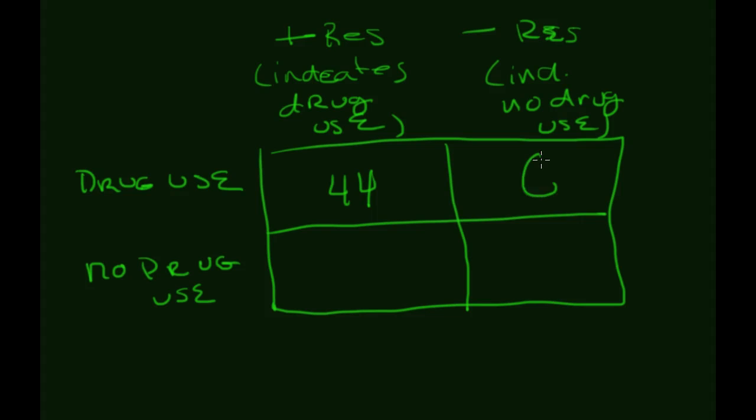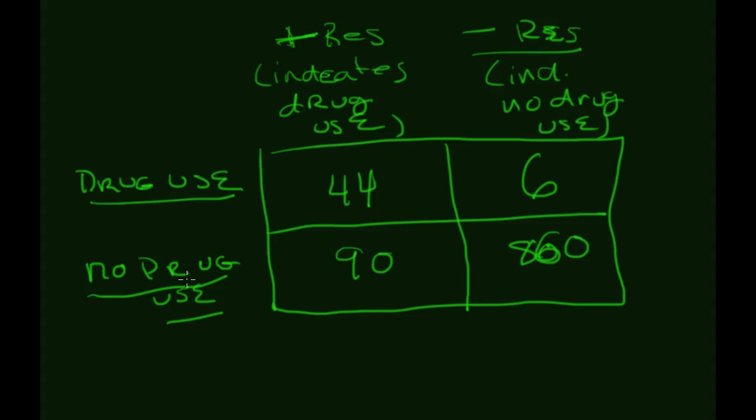We have 6 that used drugs and got a negative test result. So this would be 6 false negatives. So these people used drugs, but the test said, nope, they did not. We have 90 people who did not use the drugs and got a positive result. So 90 out of 1,000 got a false positive. And 860 of the 1,000 people did not use drugs and got a negative result.